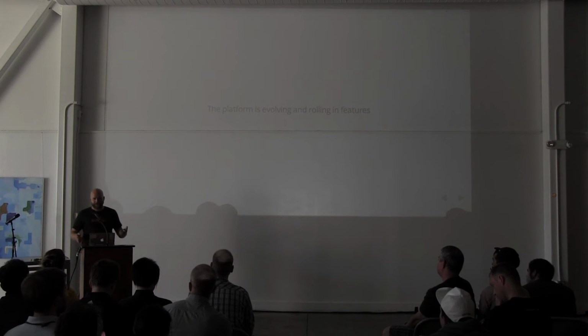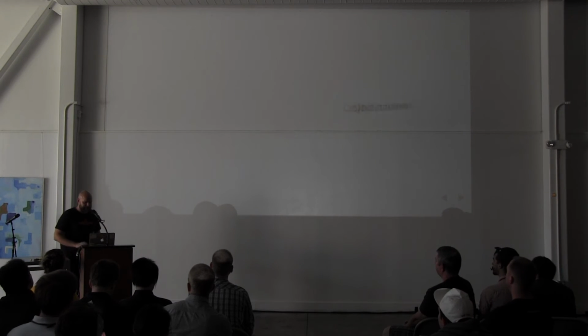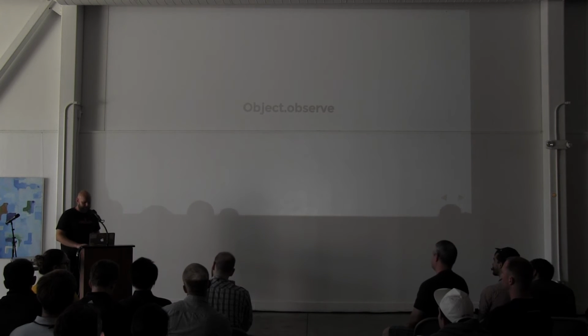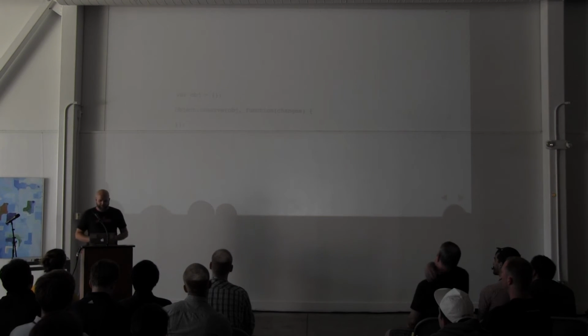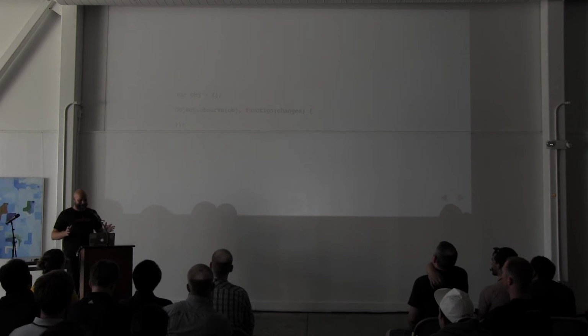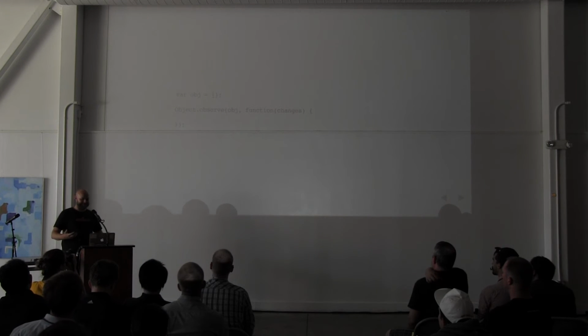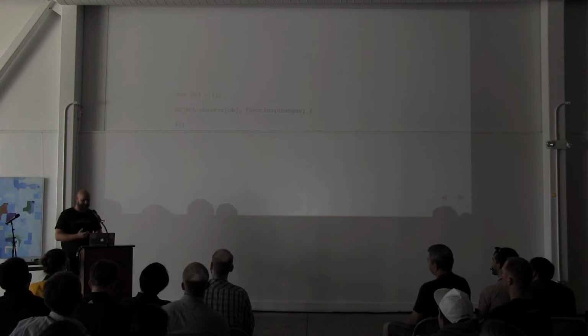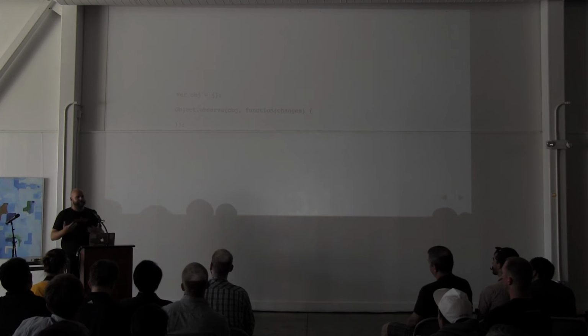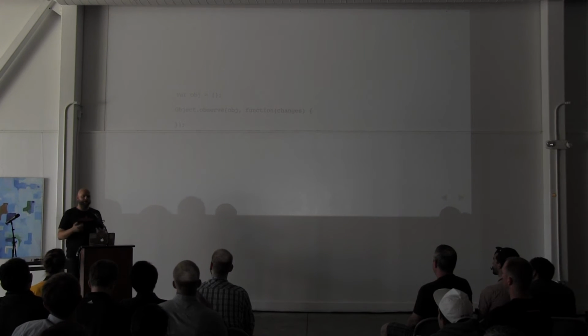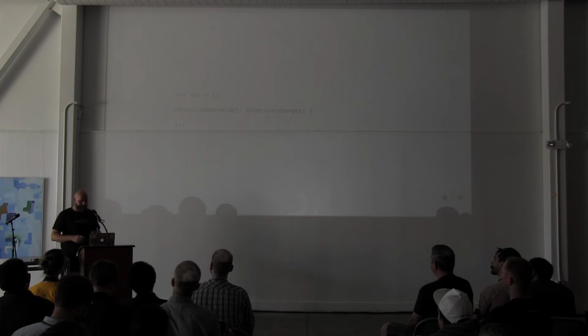And one of the big ones that I want to talk about is Object.observe. For those of you who aren't familiar, it has a very simple API surface. You have a JavaScript object. You can call Object.observe, pass that object in, and then you provide a callback. That callback will get called with an array of changes. And so this is an asynchronous API.